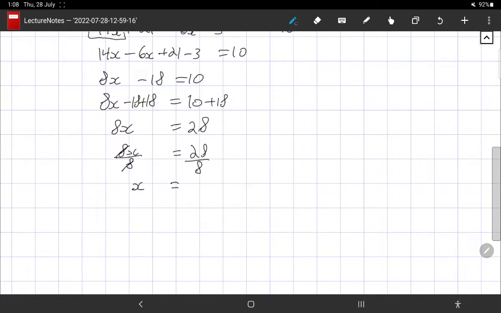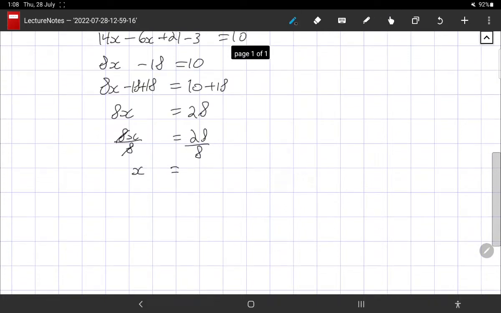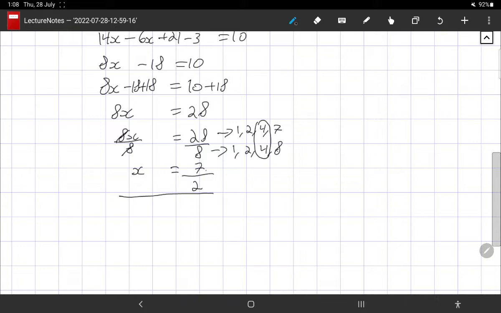However, we're going to simplify it. What is the highest common factor? Well, 8 has the factors of 1, 2, 4, and 8. And 28 has the factors of 1, 2, 4, and 7. 4 is our highest common factor. So let's divide both by 4. 8 divided by 4 is 2. 28 divided by 4 is 7. This is our answer. Let's look at the next example.